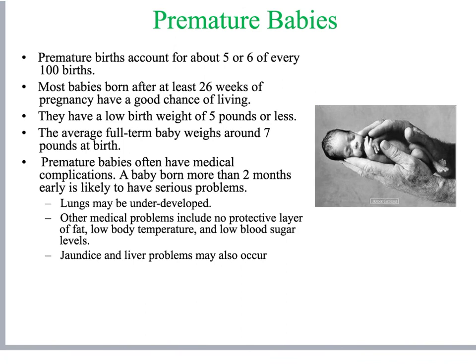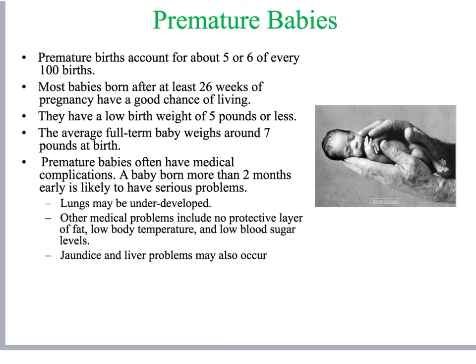And if we look at our last slide, look at that picture of that premature baby. Now, premature births account for about every 5 or 6 out of 100 births. But like I mentioned before, most babies born after at least 26 weeks of pregnancy have a very good chance of living with today's medical care. We have NICUs that have incredible pieces of equipment and nurses and doctors working in there to help treat premature babies and babies with health problems.